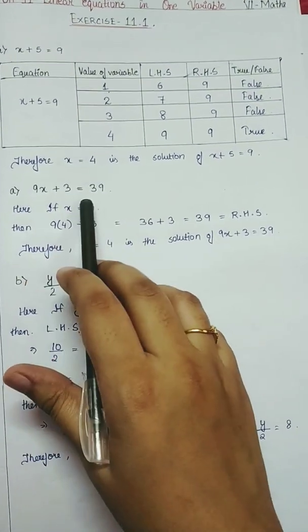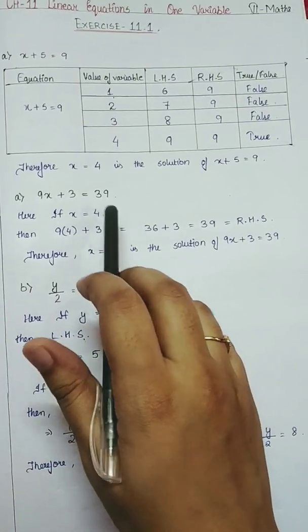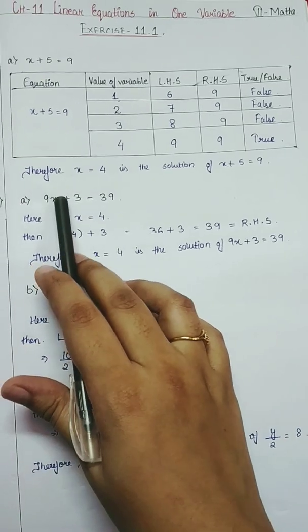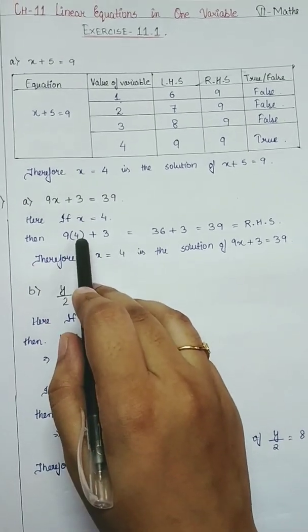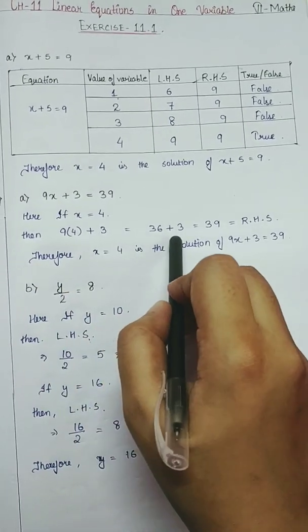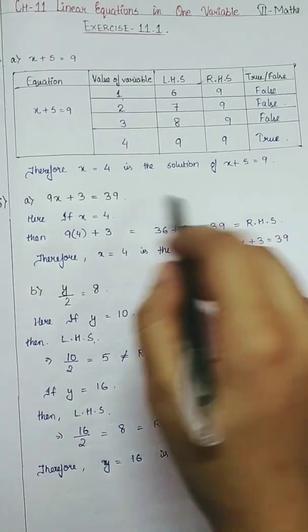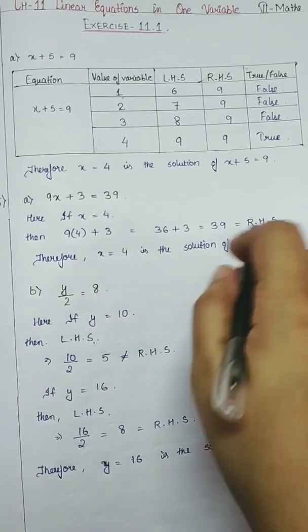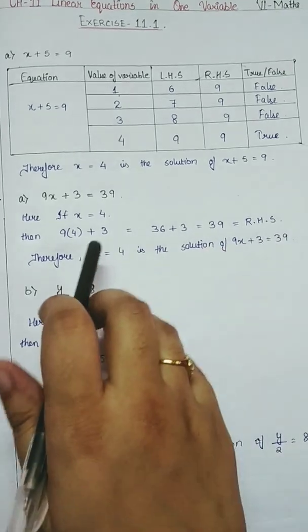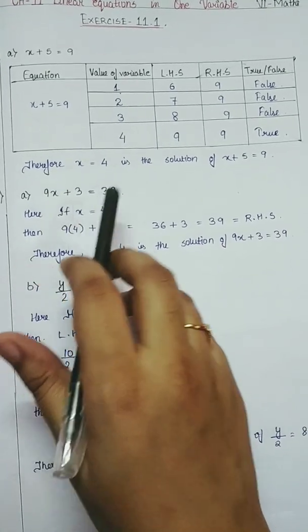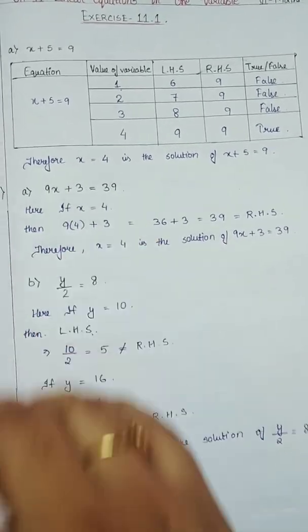So let's put the first option here. The first option was 4. So let's put 4 for the value of x. So 9 4s are 36. 36 plus 3 is 39. See, it is matching the right hand side. So we'll write 39 is equal to the right hand side. Therefore x = 4 is the value of this equation.